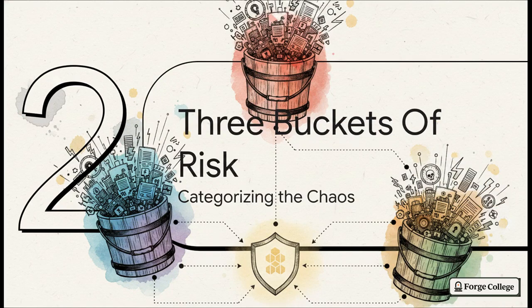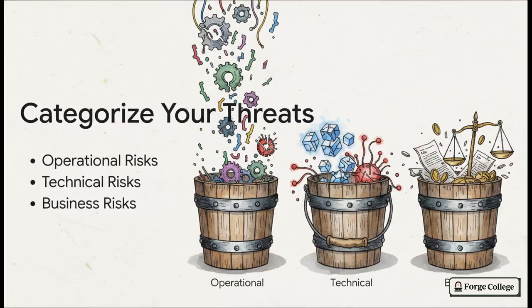Moving on to Part 2, 3 buckets of risk, categorizing the chaos. Look, you simply can't fix everything all at once. It's impossible. Before we can even begin to fix a problem, we have to organize our anxieties into manageable categories just to understand the threat. Usually, a system failure falls neatly into one of these 3 labeled disasters: operational risks, technical risks, or business risks.